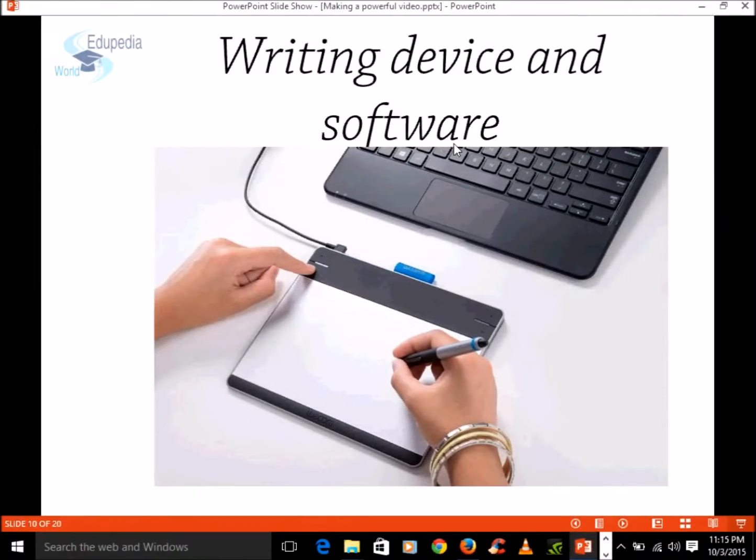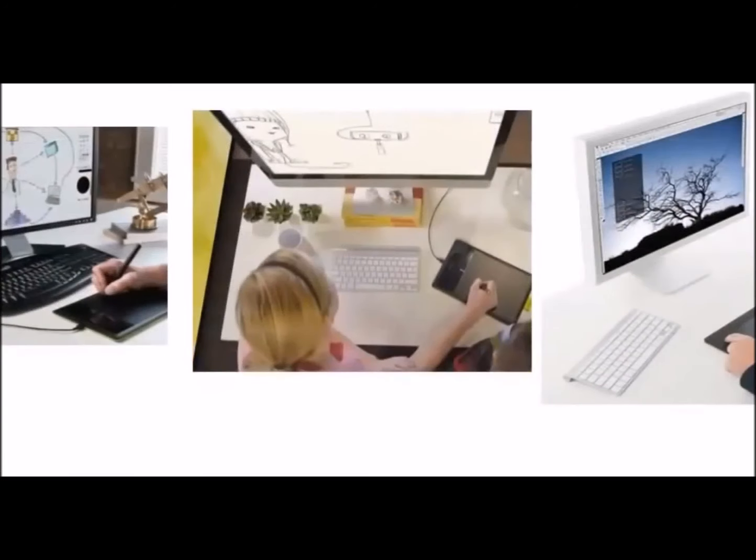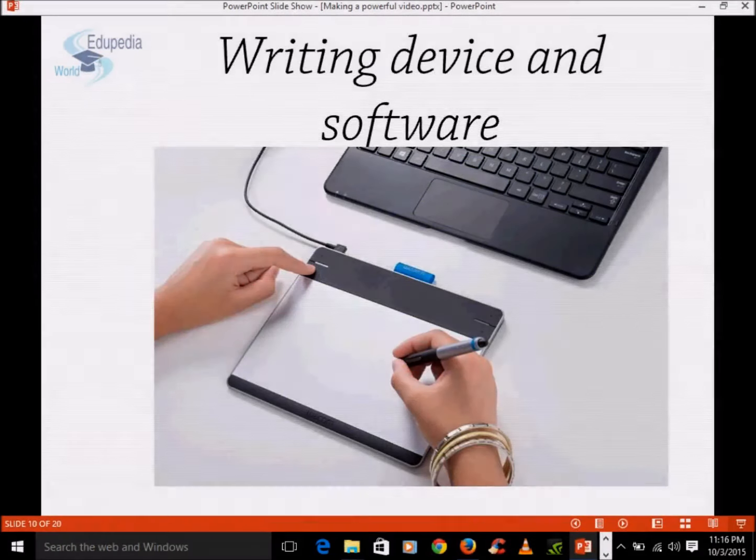Then you would require a writing device and a writing software. There are multiple writing devices available. Most of them look like a pen. Your stylus is also a writing device. A digital pen is generally preferred over tablets and PCs because it's much cheaper. With some practice, you can become proficient in using a digital pen. It has a sharp point which helps you to be more precise with what you are writing.